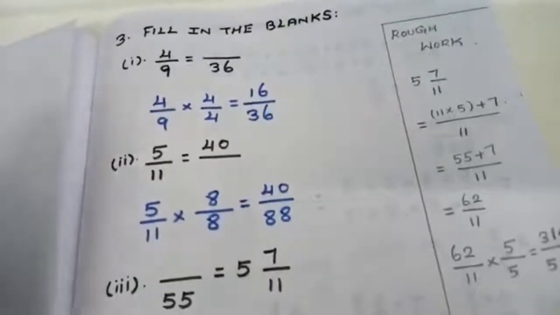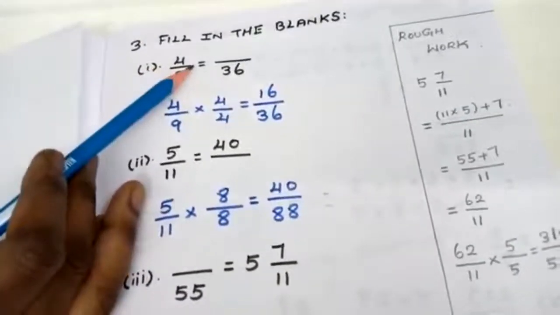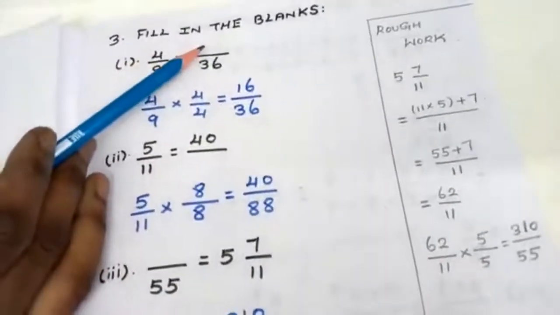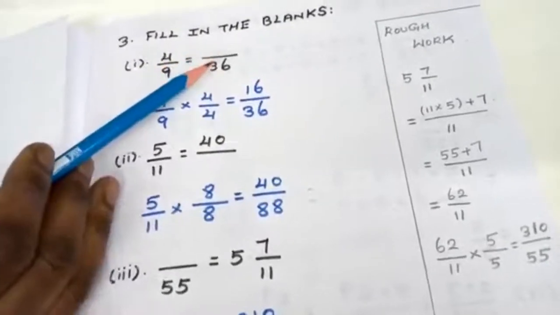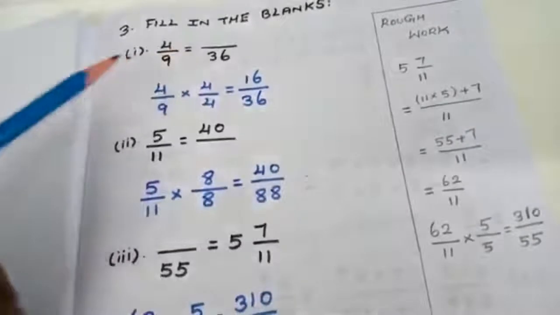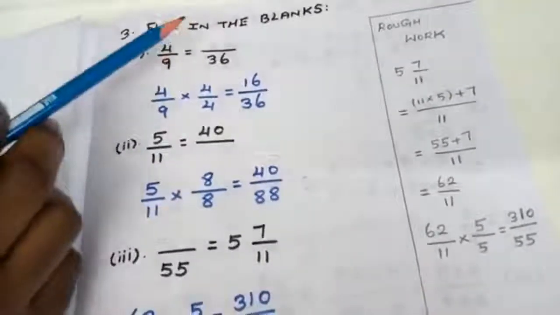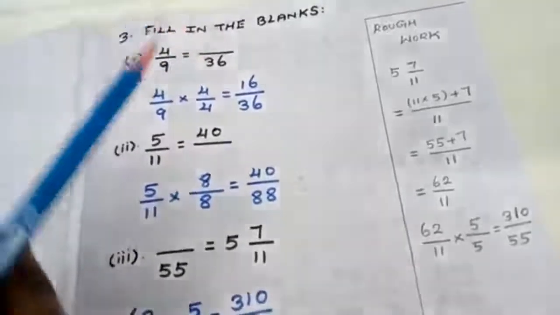Third question, fill in the blanks. They are given to you like this, students: 4 by 9 is equal to something on top. They didn't give you the value, and the denominator they have given as 36. So how do we calculate and find the answer? 4 by 9 is the question given here. They are asking you to find the missing number in this place.